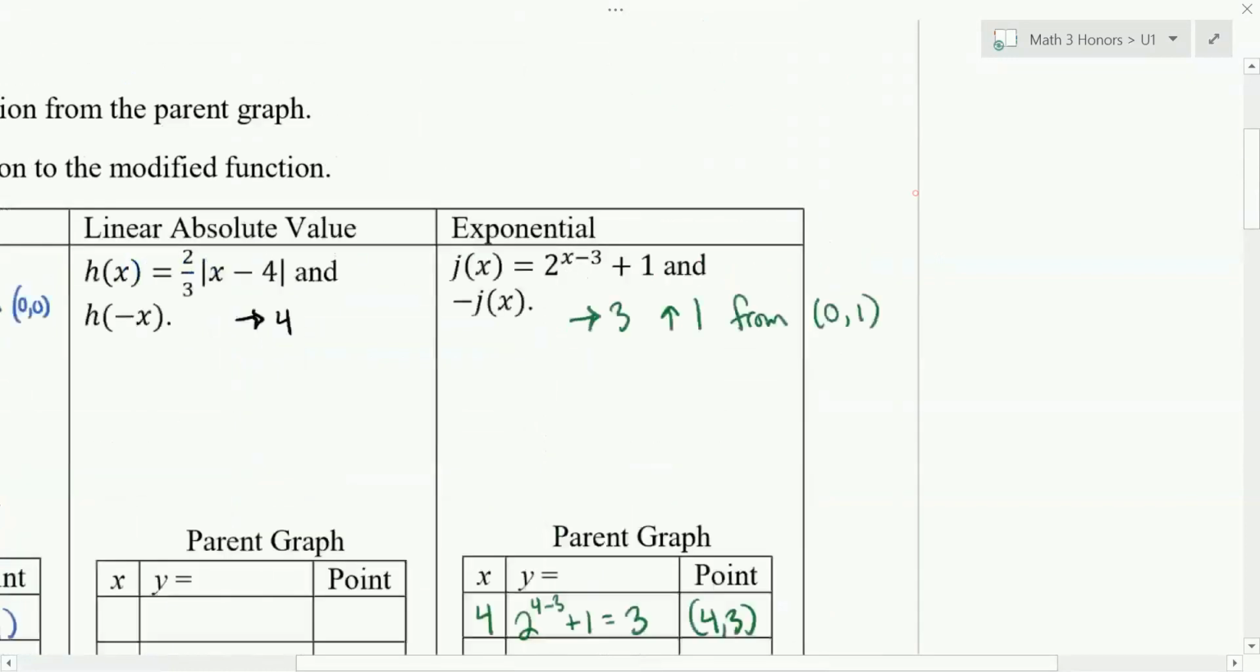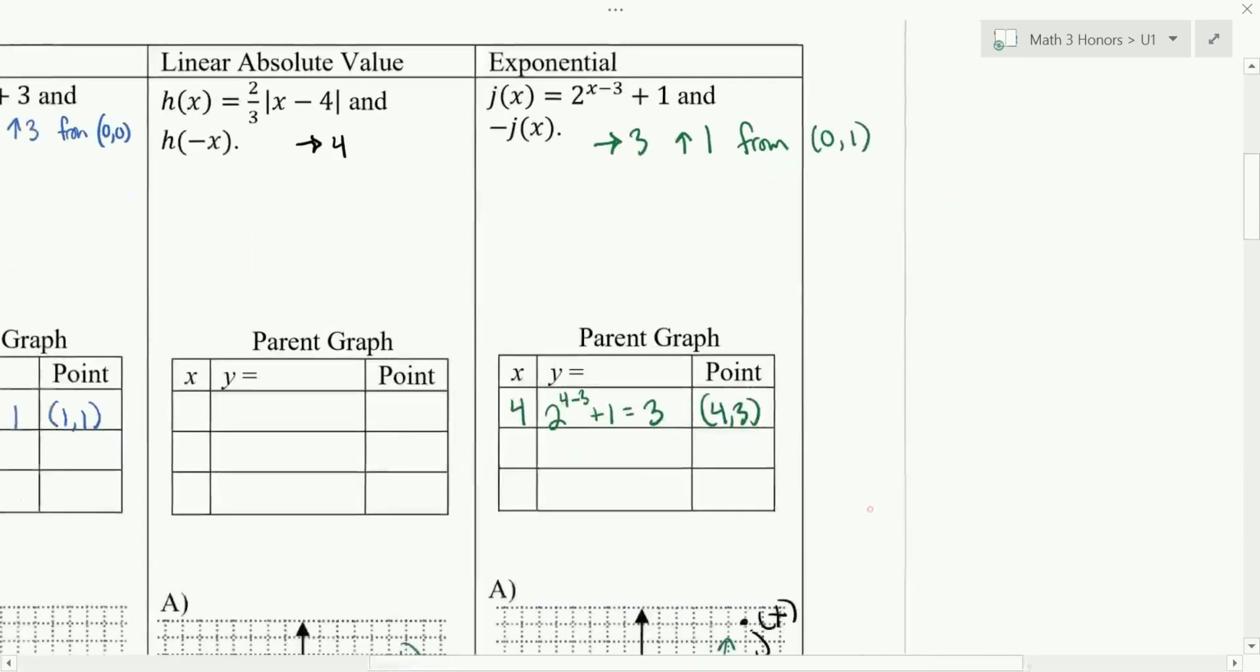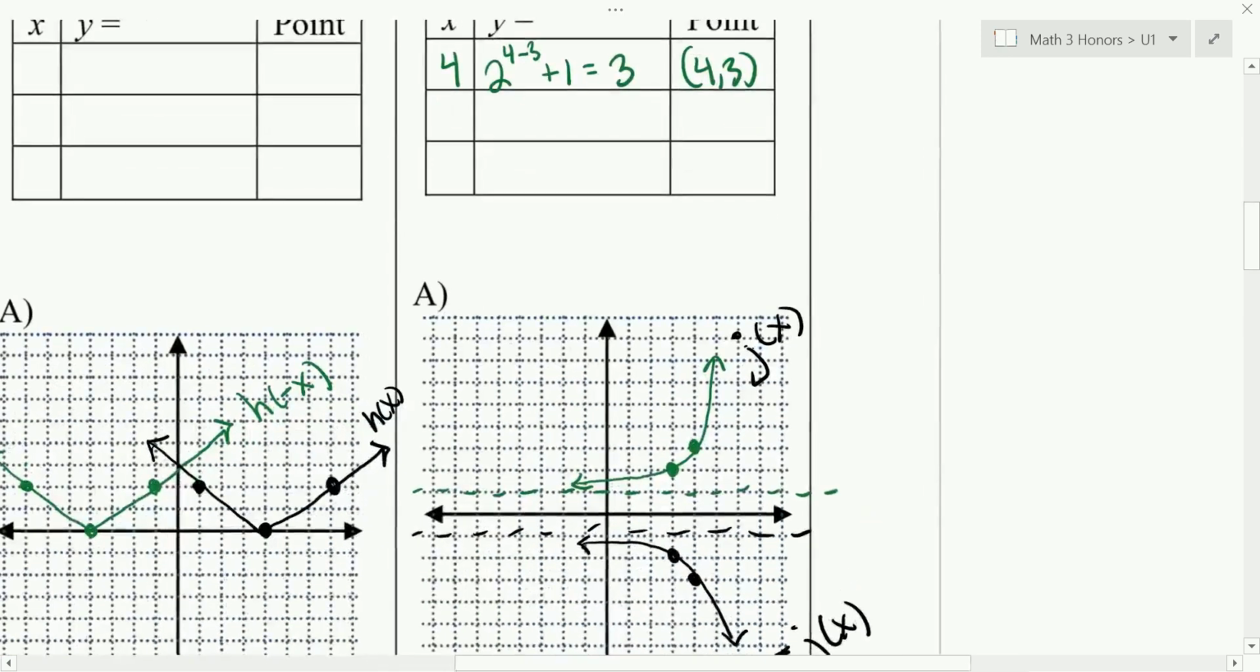if we go back, it all starts with the translation. You want to be able to see from the equation that this x minus 3 means move it right 3. That plus 1 said move up 1 from 0, 1, because we know exponential functions go through 0, 1. The parent graph goes through 0, 1, not 0, 0. So that's your starting spot. From 0, 1, go right 3, up 1, and that was right there. That's the first point.